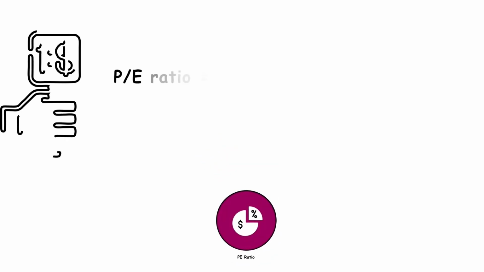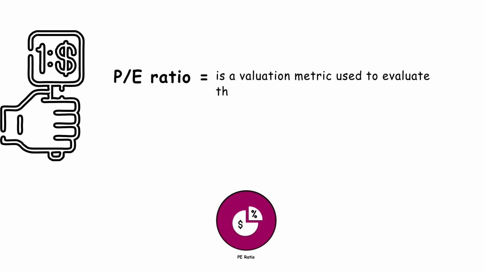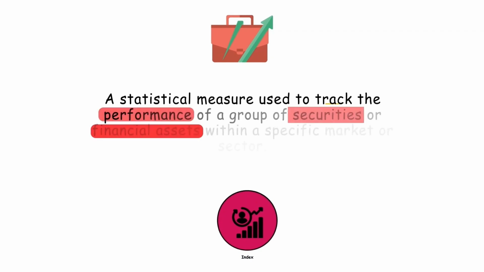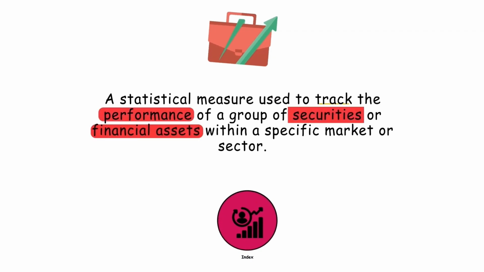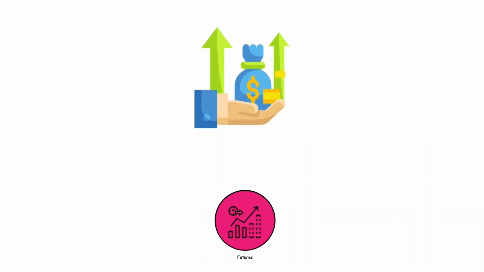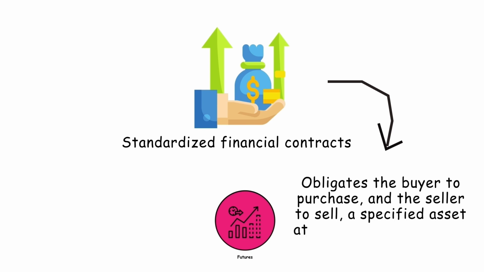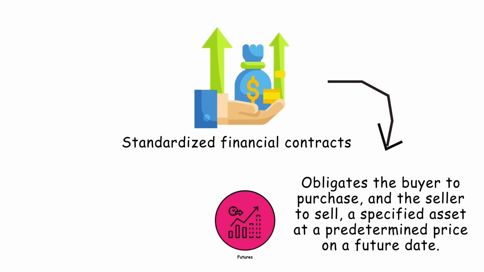P/E ratio. The price-earnings ratio, or P/E ratio, is a valuation metric used to evaluate the relative value of a company's stock by comparing its current market price per share to its earnings per share. Index. A statistical measure used to track the performance of a group of securities or financial assets within a specific market or sector. Futures. These are standardized financial contracts that obligate the buyer to purchase and the seller to sell a specified asset at a predetermined price on a future date.